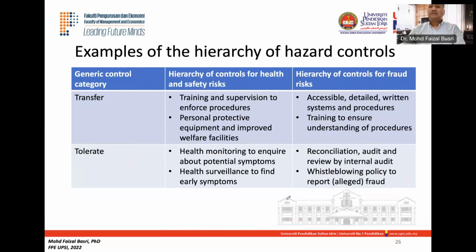Okay, you can transfer by sending them to training. Training is also another element of how to transfer the risk, how to minimize risks by reducing the risk of making mistakes in their jobs by sending them to training. And lastly, tolerate, which is do nothing.